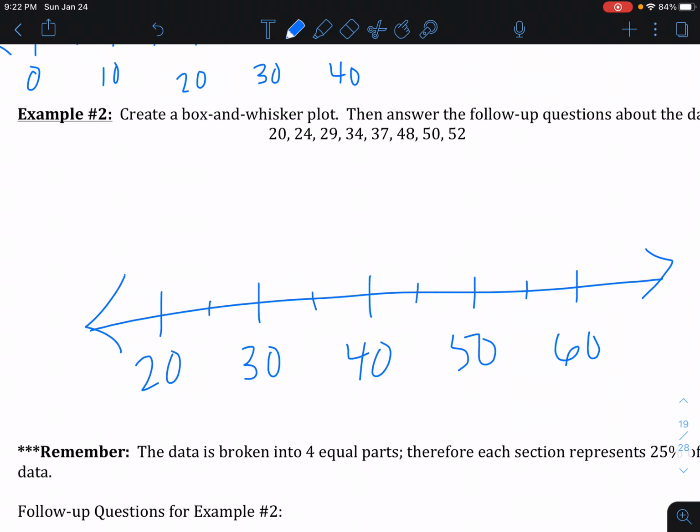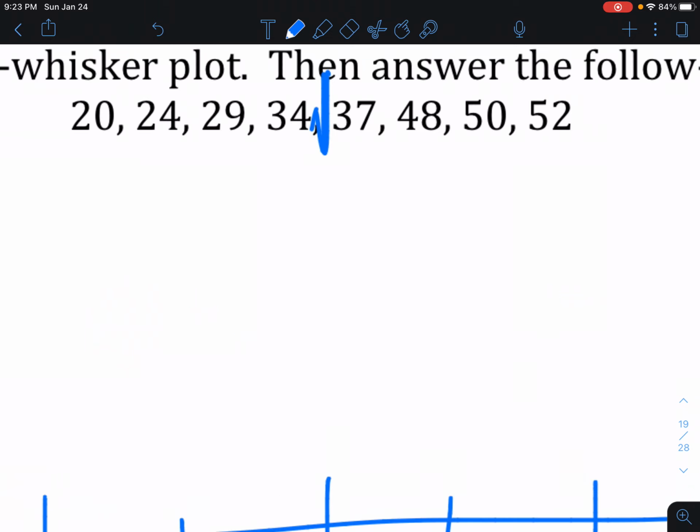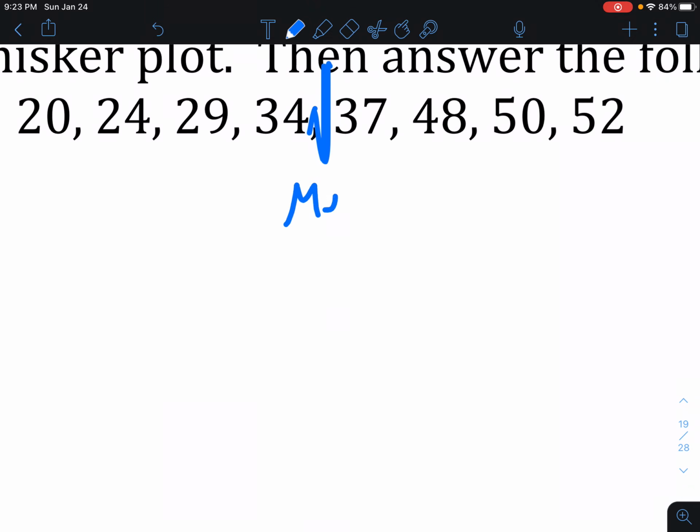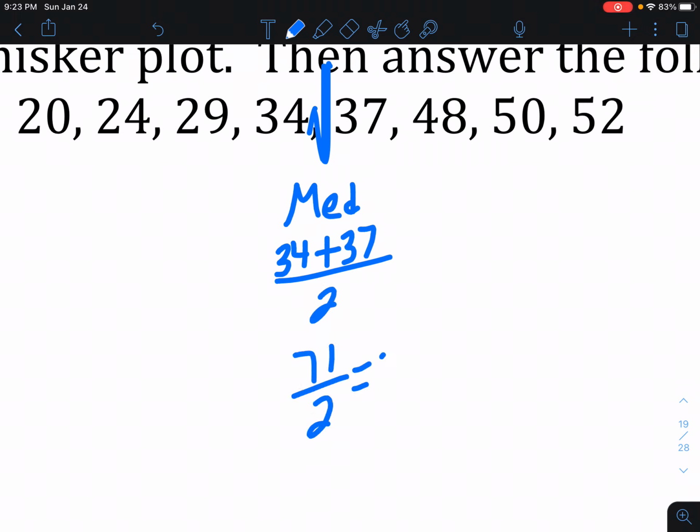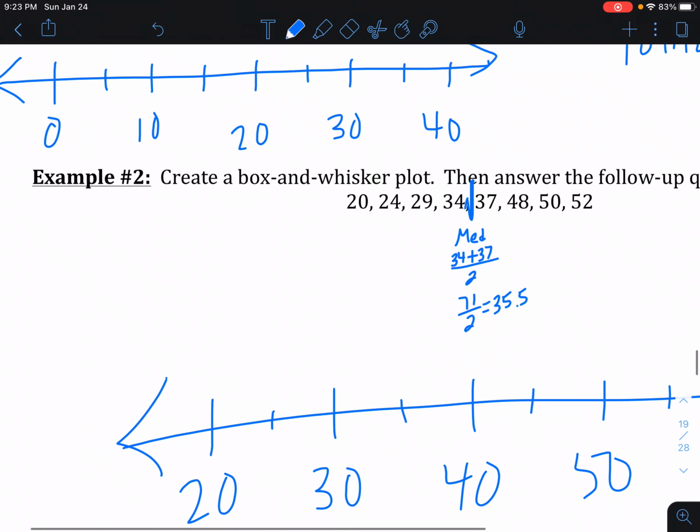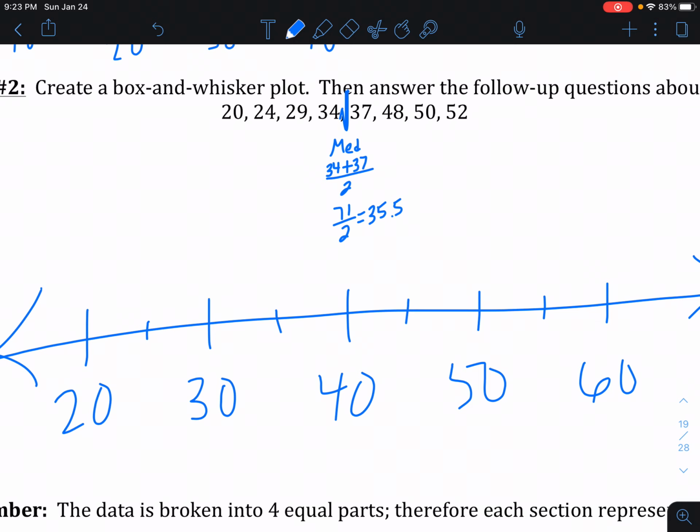There is no middle number here. There are 8 numbers, so for the median I'm going to have to add the two middle numbers and divide by 2. So that'll be 71 divided by 2, which is 35.5. That is my median, the middle of my box. So that would be right around here.